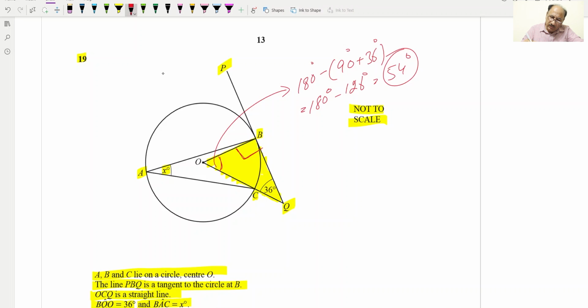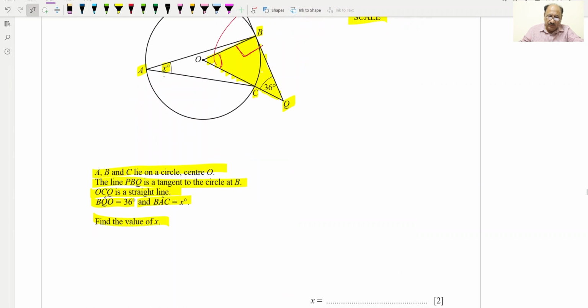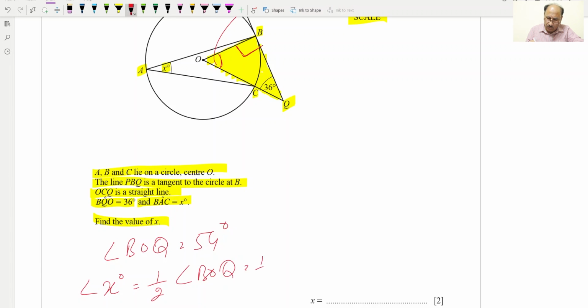Now angle BOQ is equal to 54. So angle A will be half of it. So angle BOQ is equal to 54 degrees, and angle A, or we can say angle X, is half of angle BOQ, so this will be equal to 1 by 2 of 54.